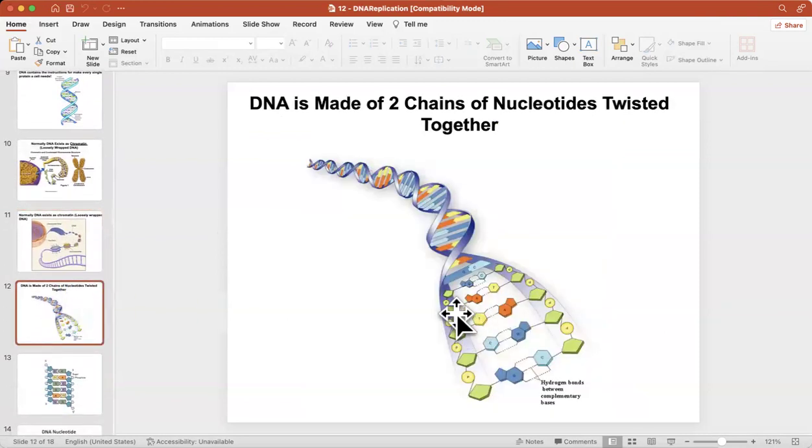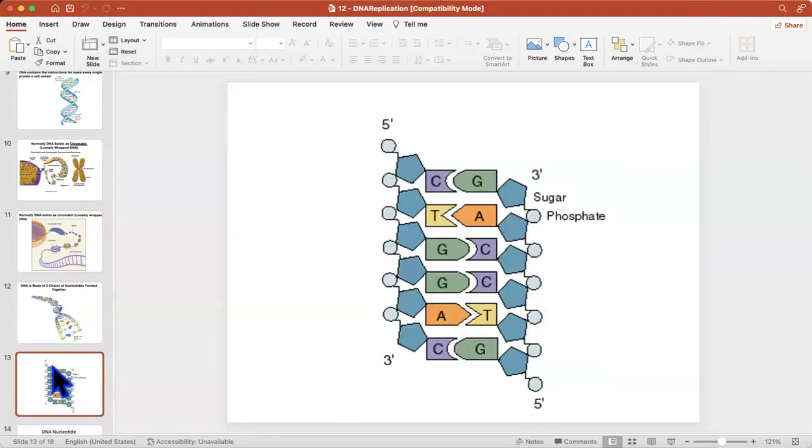Okay, so let's review the DNA. DNA is made of a double strand. Each strand is made of a sequence of nucleotides. They twist, and they use hydrogen bonds, which are weak bonds, to glue the two strands together. So they are very stable.